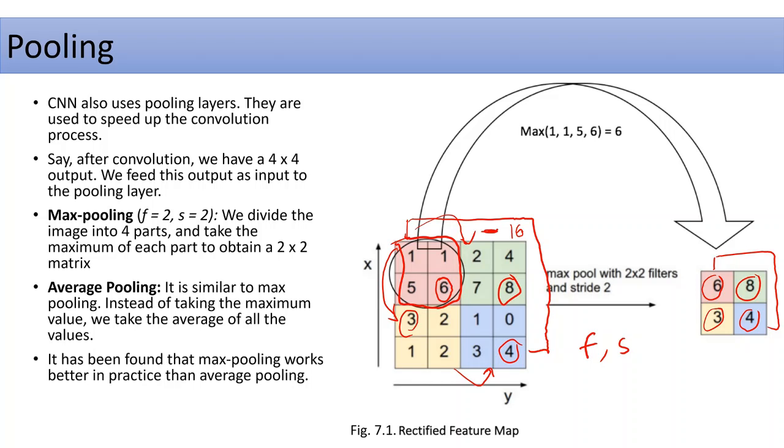Another important thing is the number of channels. This has 2 channels, and this also will have 2 channels. So if the number of channels is 3 in this image, then the rectified feature map will also have 3 channels. In any case, the number of channels should remain the same. It has also been found in practice that max pooling in general works better than average pooling. So we will mostly use max pooling.